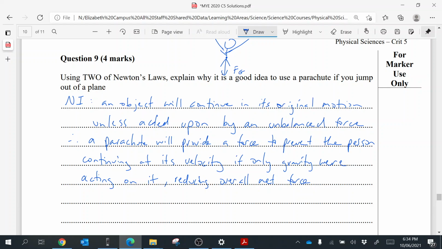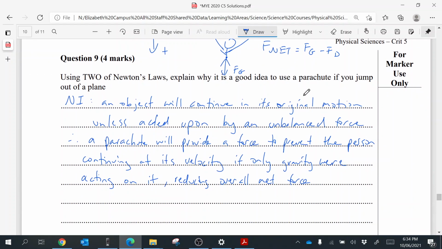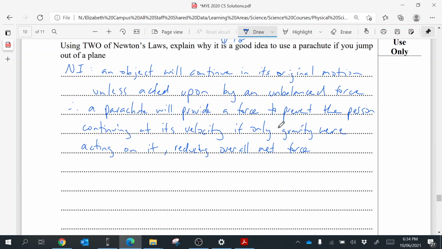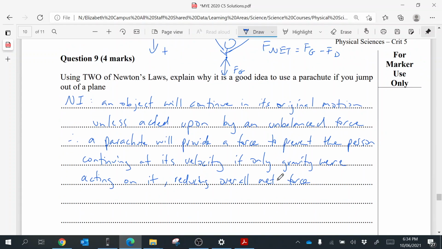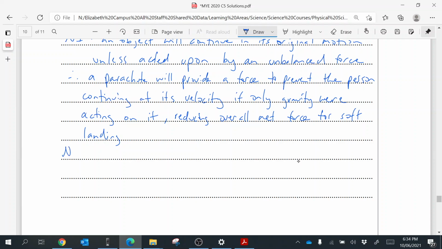And if you're wondering why that's the case, it's because F net is equal to Fg, let's say downwards is positive, Fg minus Fd. So the larger the drag force, the less the net force will be due to gravity. So we want to reduce the overall net force and have a soft landing. I'm going to do all three laws in case you're wondering how we would answer all of them, but you wouldn't have to do that.